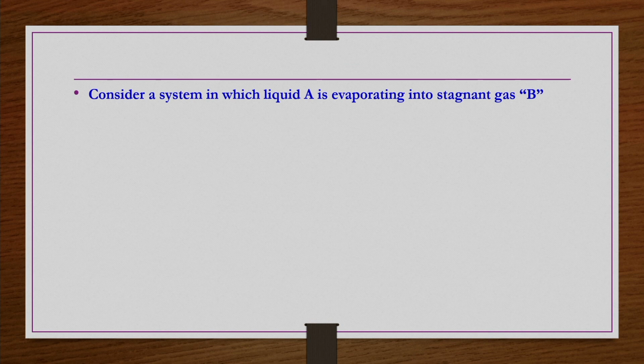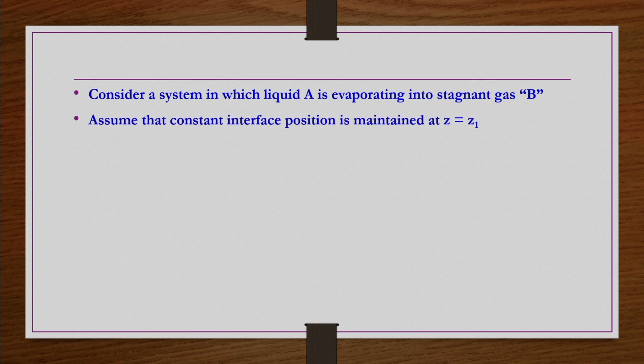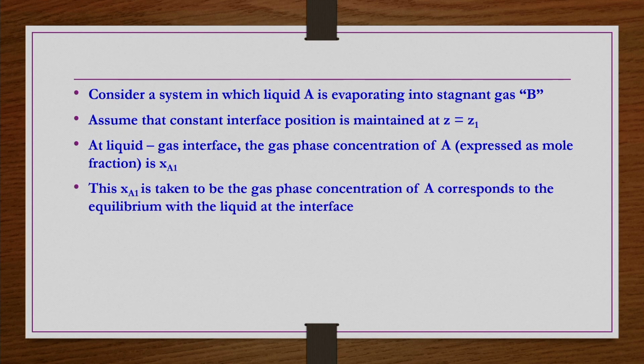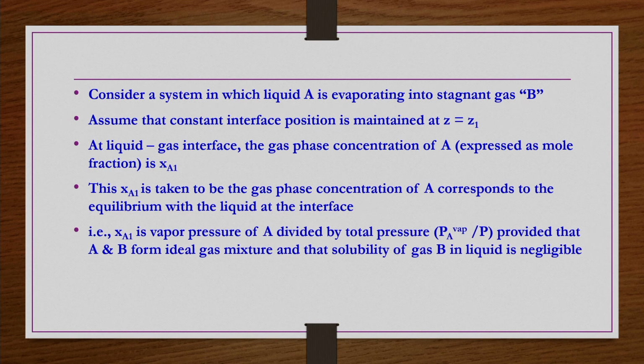So, consider a system in which liquid A is evaporating into stagnant gas B. Assume that a constant interface position is maintained at Z equals Z1. At the liquid gas interface, the gas phase concentration of A expressed as mole fraction is XA1. This XA1 is taken to be the gas phase concentration of A in equilibrium with the liquid at the interface, that is, XA1 is the vapor pressure of A divided by the total pressure, provided that A and B form an ideal gas mixture and that the solubility of gas B in the liquid is negligible. So, that means NBZ is 0.